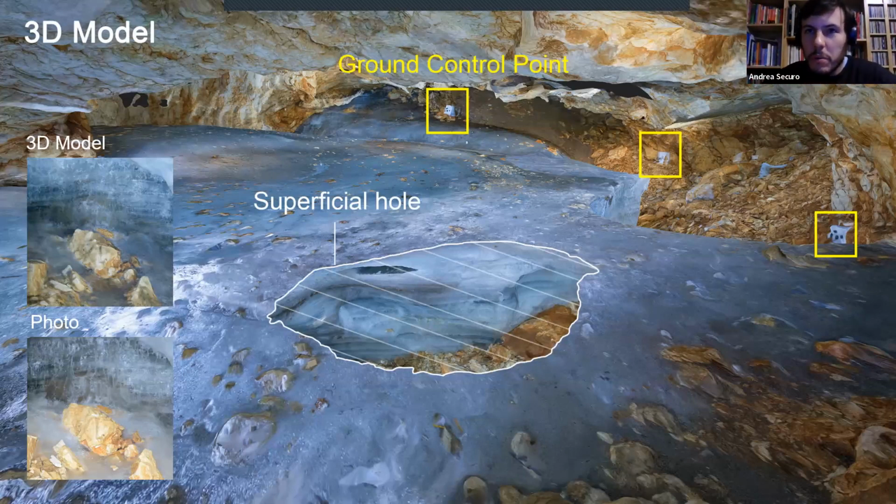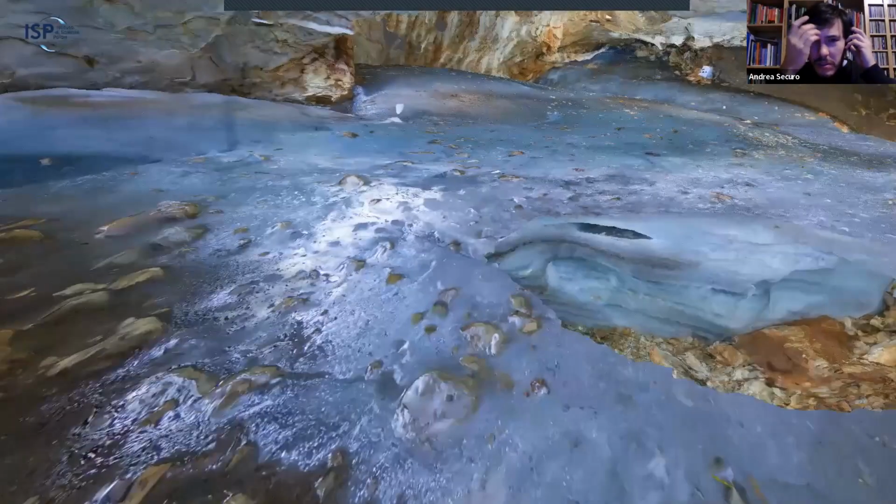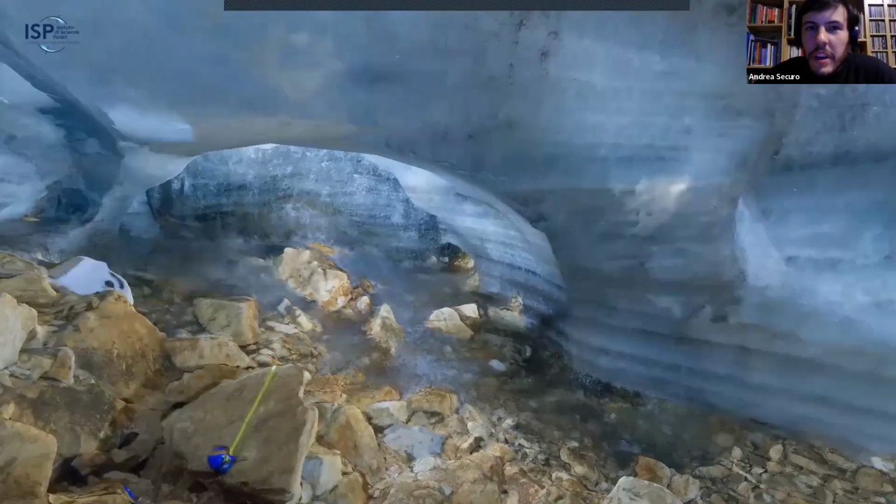In some areas you can see holes, especially up in the rock walls, because it's not very easy. Here you can see on the left a comparison between the 3D model and a photo, just to prove that it's very high resolution, and also some ground control points in the area. And here I have a short animation, which I hope goes well because it's a little bit heavy, of the inside of the Leupa ice cave.